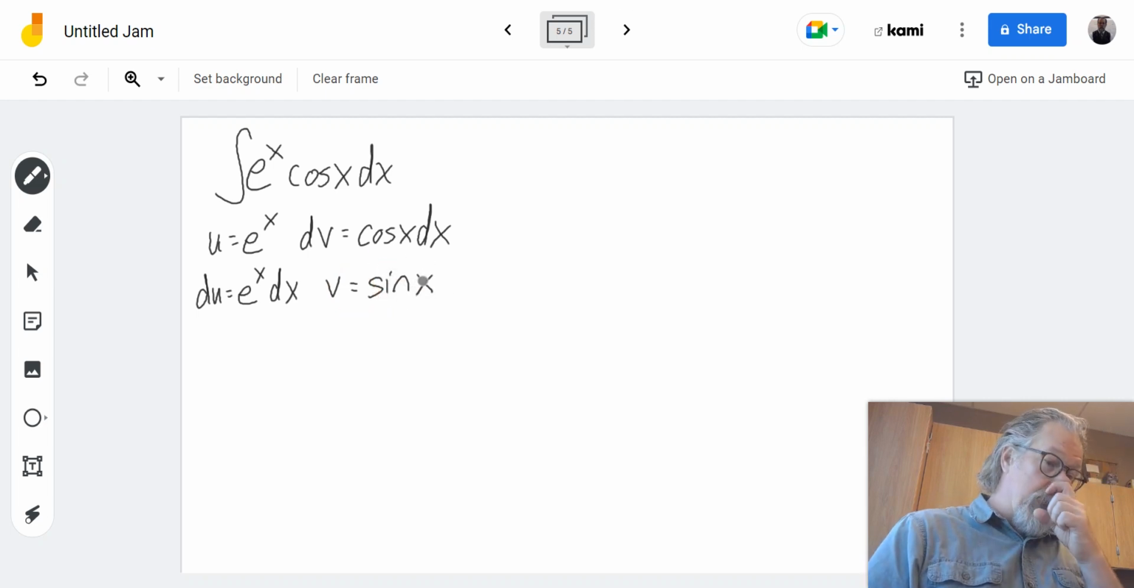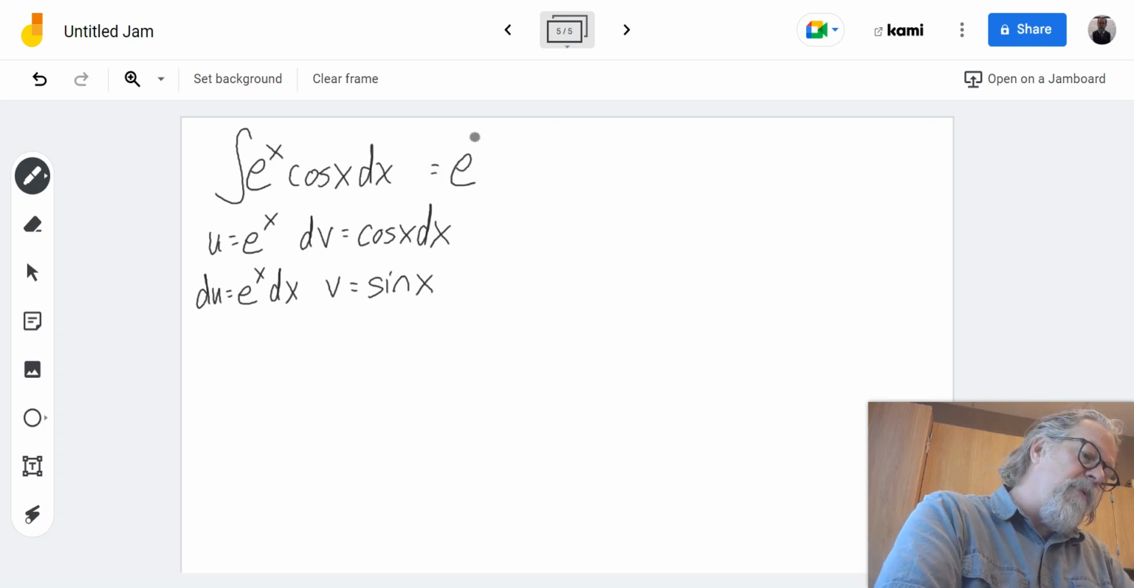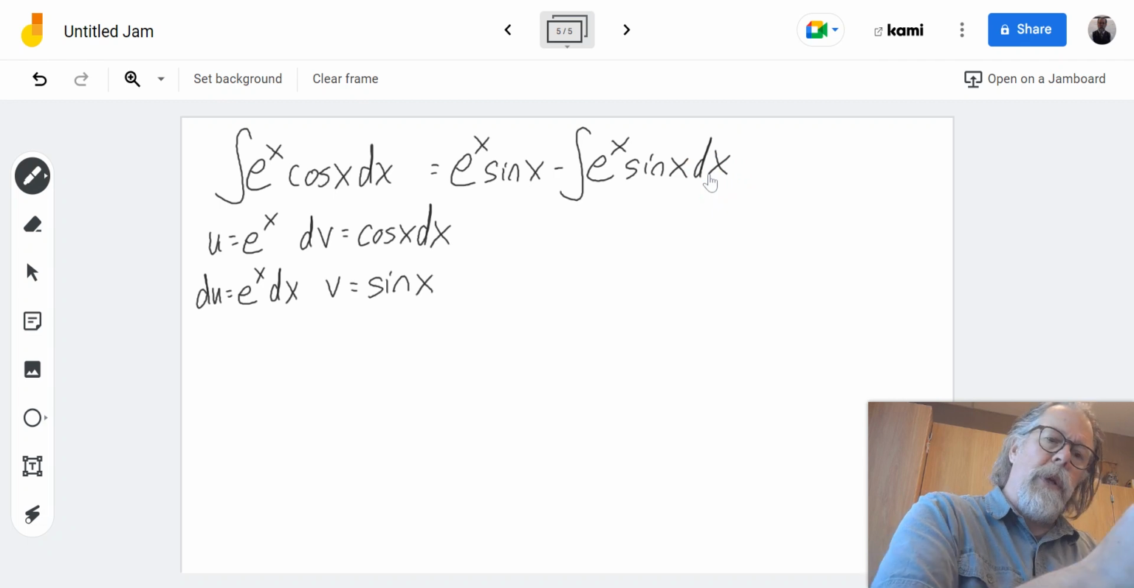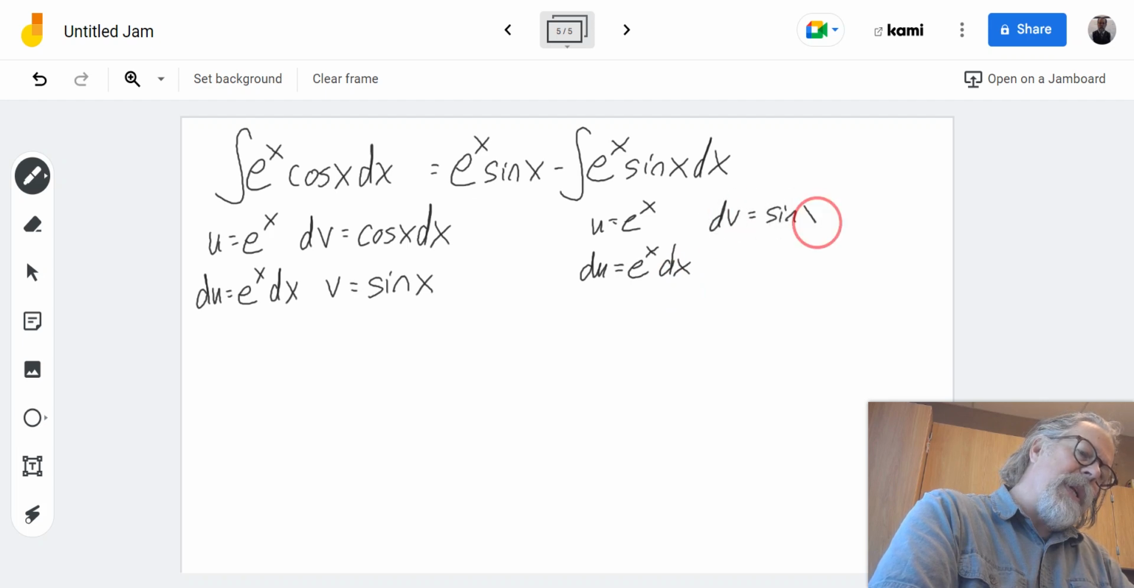Antiderivative of cosine is sine. And so integration by parts says uv, e to the x sine of x, minus the integral of v du, e to the x sine of x dx. Okay, well, it looks to me like I need another parts. We'll make u equal e to the x. Du is the same. We'll make dv equal to sine of x dx, which means that v is negative cosine of x.